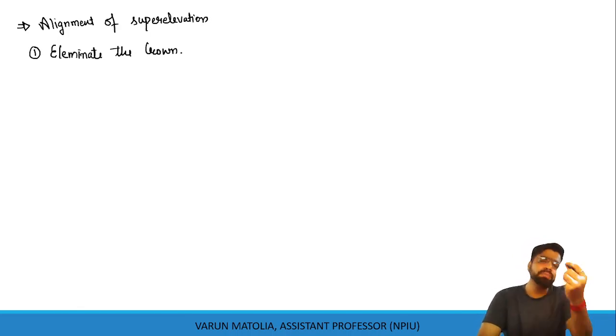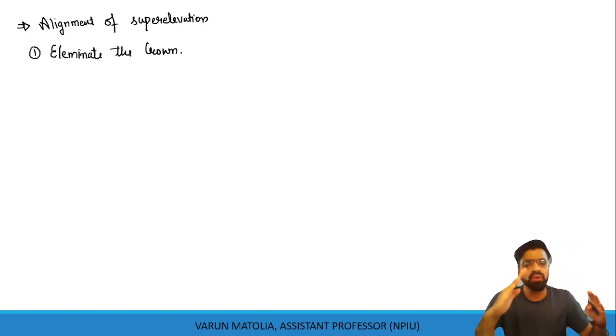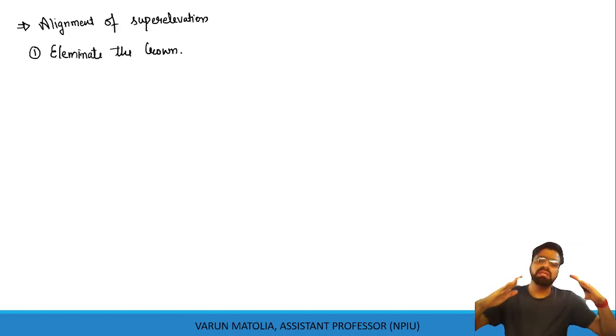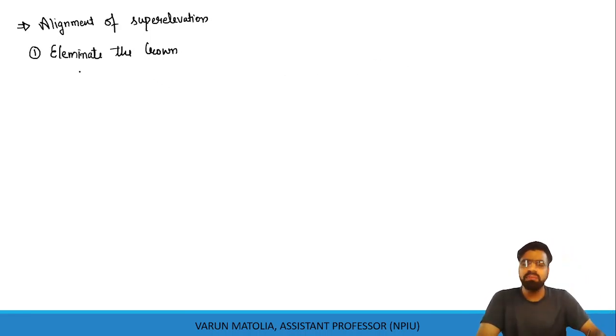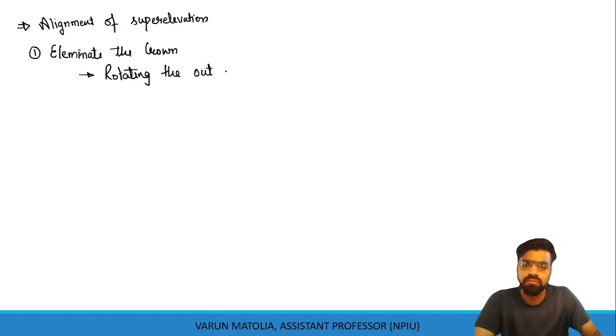What is crown? It is the top point of the camber. When a road is provided with a camber, the central point is the highest point, and that is known as the crown. So how will we eliminate this crown? This can be done by rotating the outer edge about the crown.